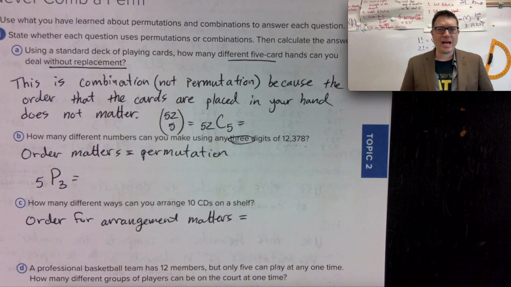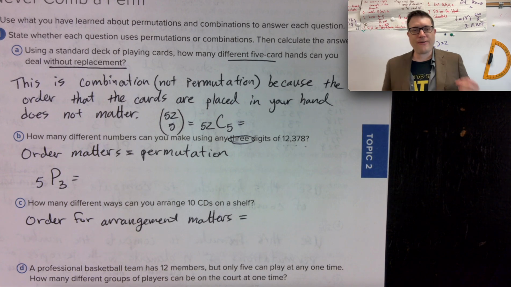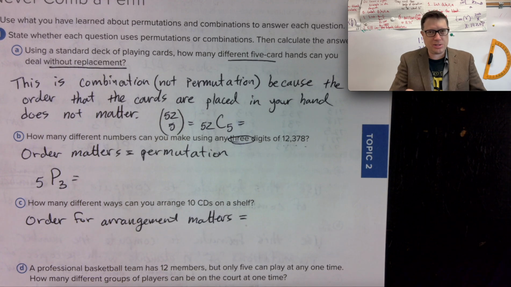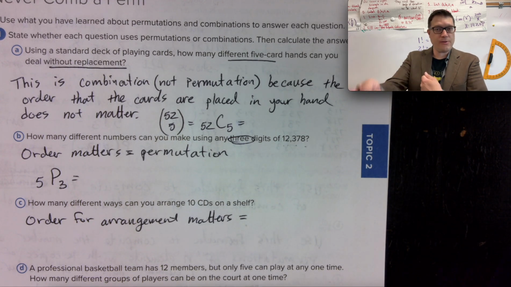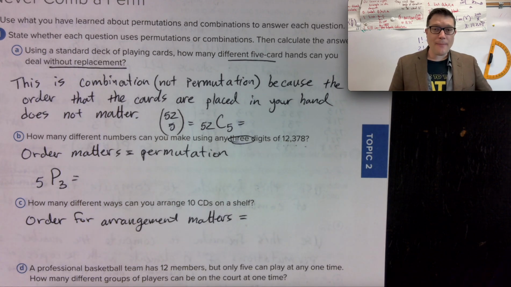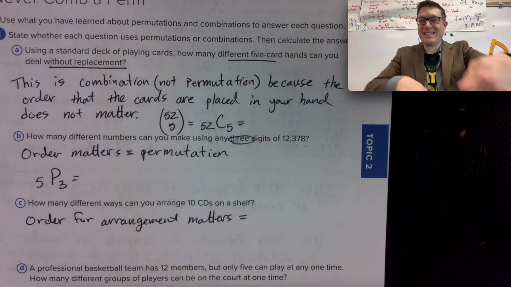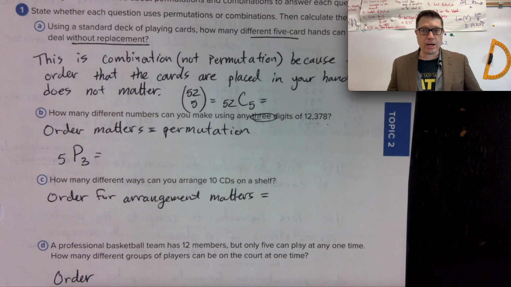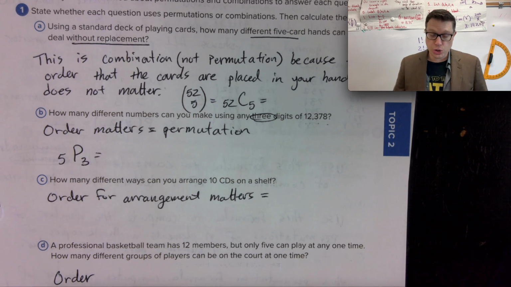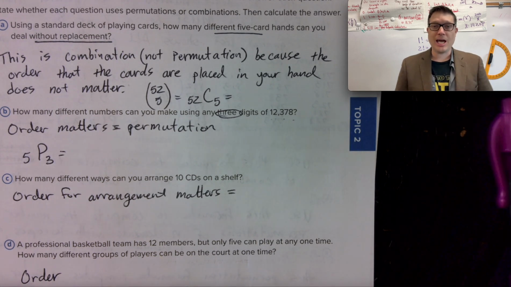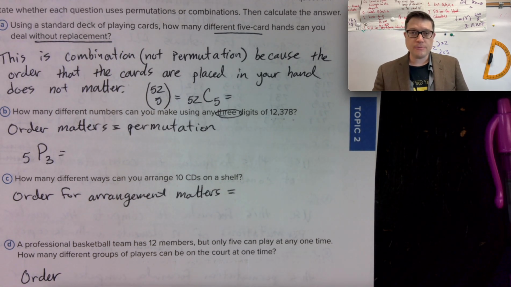Using a standard deck of playing cards, how many different 5-card hands can you deal without replacements? Once you get a card dealt to you, it goes into your hand and you're not going to give it back to the dealer. You're going to hang on to it and hopefully gather 5 cards that are a really good hand. This is a combination. Order does not matter in the order the cards are placed into your hand. So getting an ace first or an ace last doesn't matter. Your hand is a collection where there's an ace in it. So combination, 52 cards in a deck, choosing 5. This is a 52 choose 5 calculation.